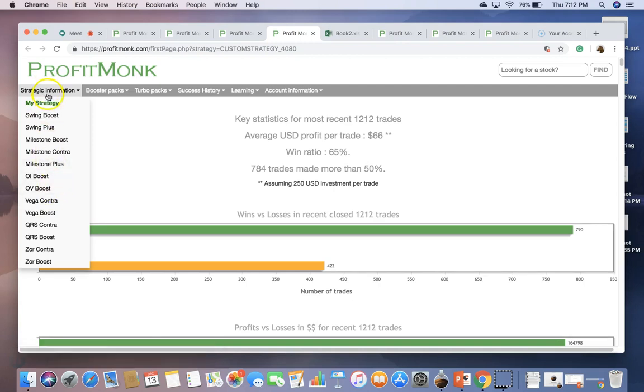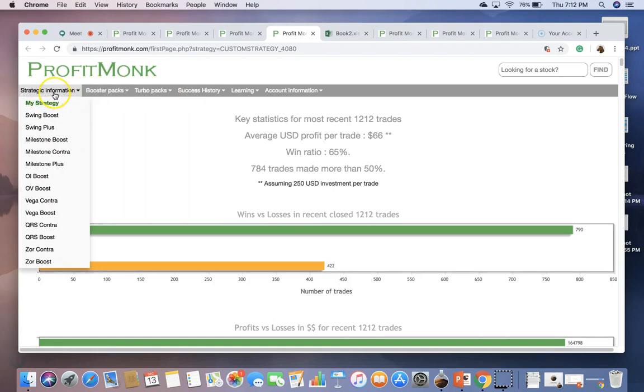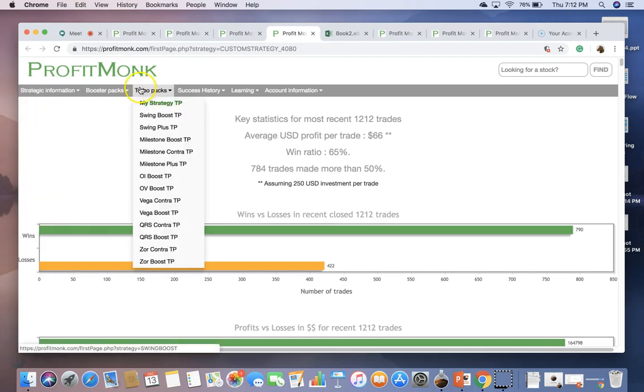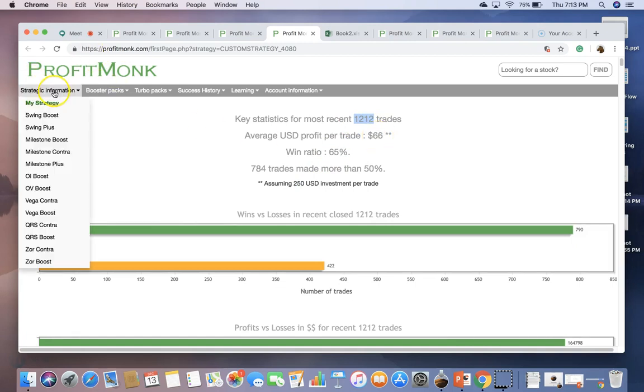By the way, do you guys understand the differences between the mainline and turbo packs? Not really. Okay. The reason booster and turbo packs came up was because I wanted to create strategies where you can reduce your investment per trade to 250 or less, and still have a considerable number of trades appear for small investors, because there are investors who are using mainline.